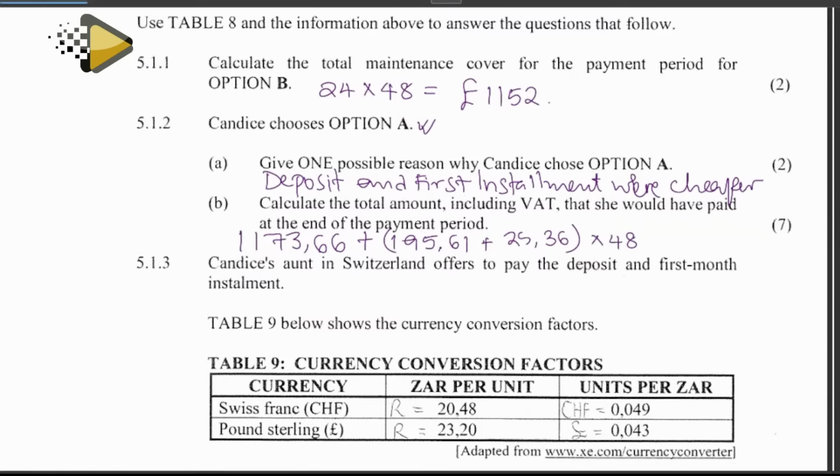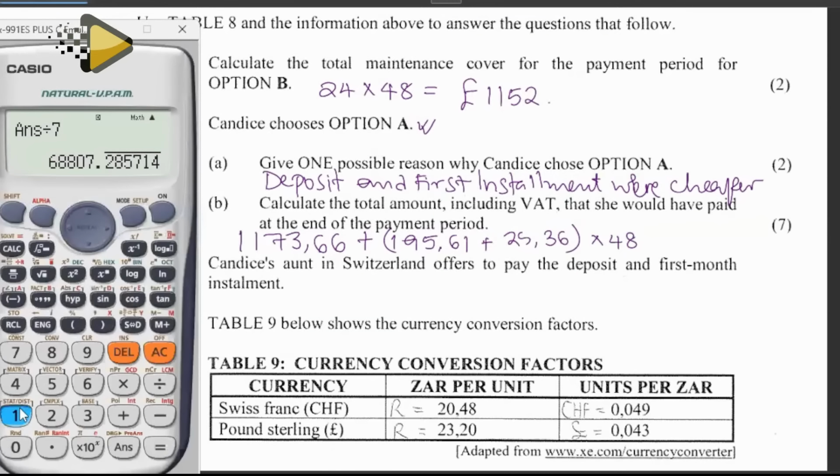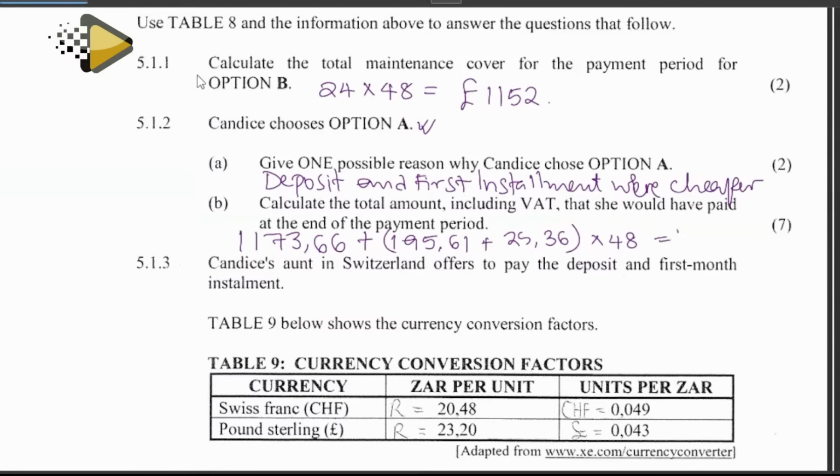Let's say 117.3, 66 plus, open bracket, 195.661 plus 25.36, close brackets, times 48. The answer became 11,780. Now, they said including VAT.